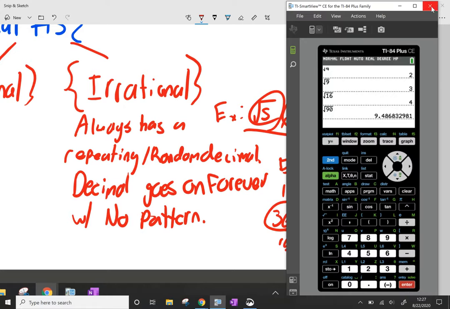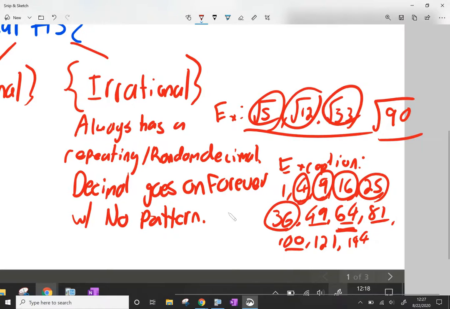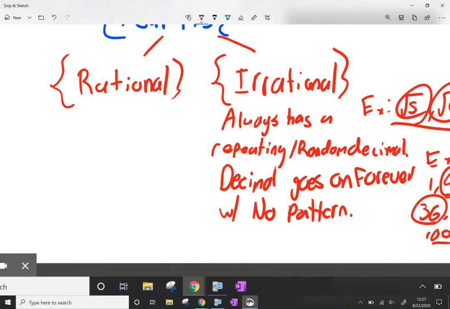So that's why, again, it's irrational. If you want to use a calculator to check, by all means, you're free to do that. All right, but that's what irrational is. Rational is every other number, okay?